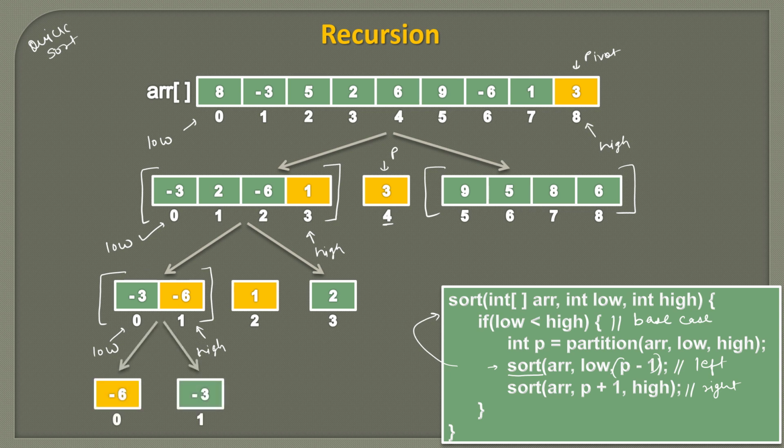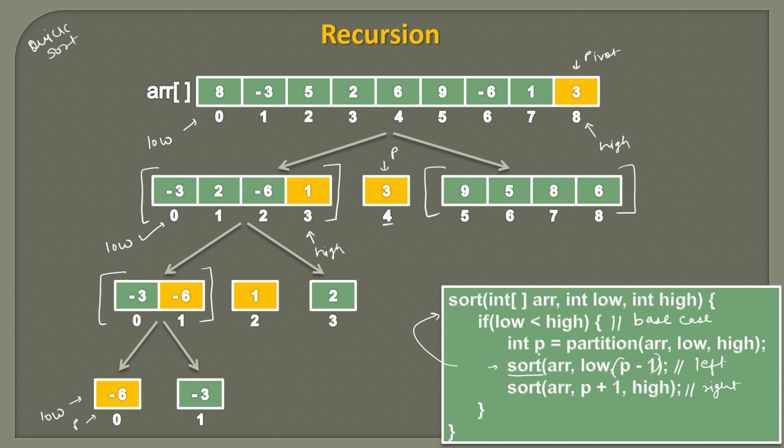So it looks like this. As there are no elements smaller than minus 6, minus 6 will be the only element on the left side, which is at index 0, and minus 3 is greater than minus 6, so this will lie on the right side. So friends, here you can see that now this is our low and this is our pivot index.